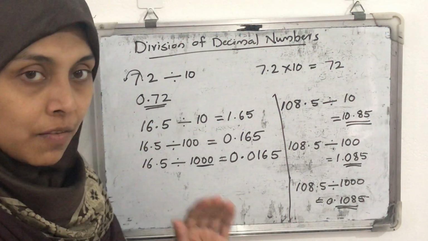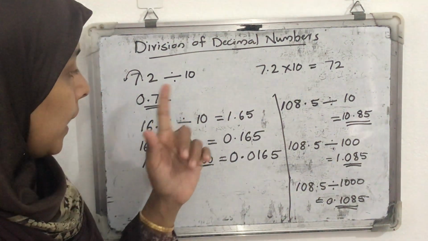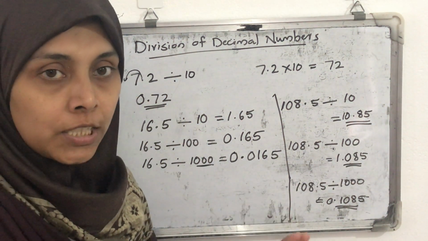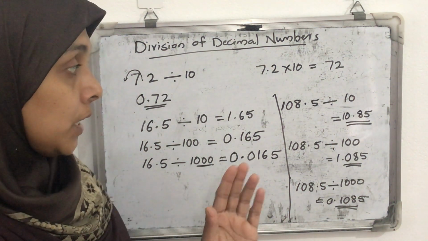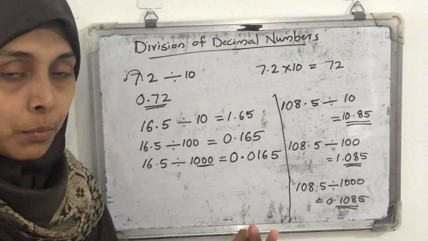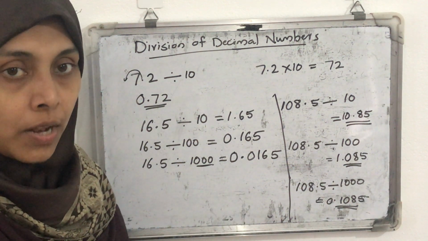That means if we are dividing any decimal number by 10, 100, 1000 like that, we can follow this rule. It is only the case if you are dividing the decimal number by 10, 100, 1000 like that. That means with the powers of 10, what will happen?